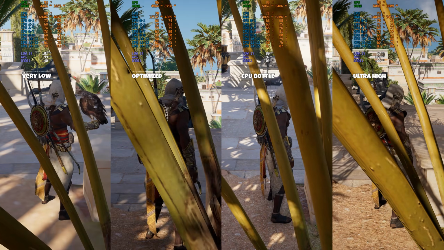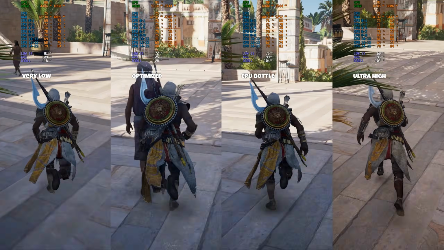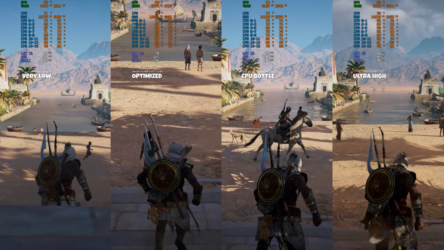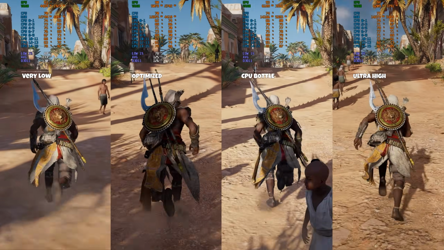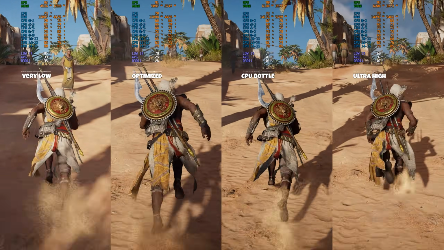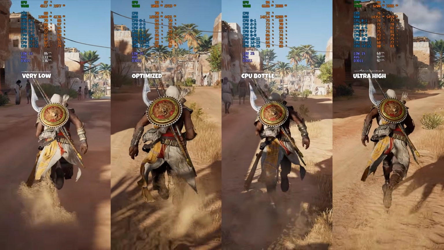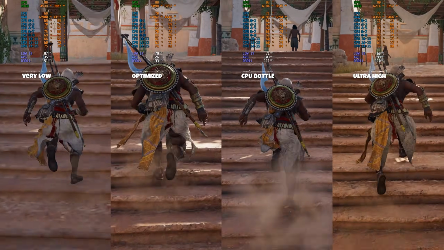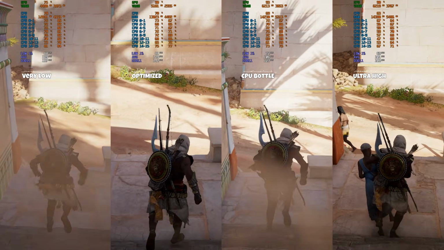And here we have the final comparison. As you can see, we have very low, optimized, CPU bottle, and ultra high. CPU bottle is the CPU bottleneck settings I suggested, which does not actually fix the CPU bottleneck. The only real way to fix the CPU bottleneck, which is what you take away from this, is by upgrading your CPU or by using a CPU limiter in case it affects your whole system when you have a CPU bottleneck. In this game, it should not affect your whole system because the CPU bottleneck does not mean using 100% of your cores in this case.